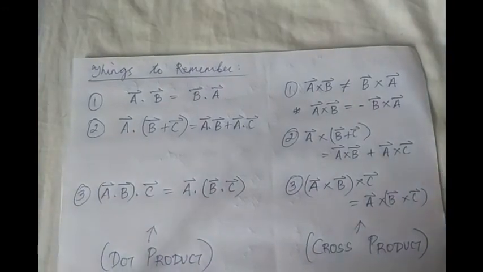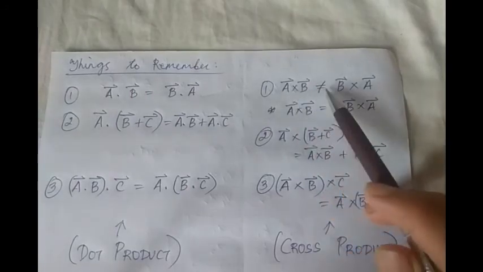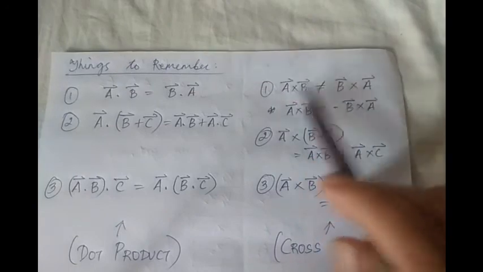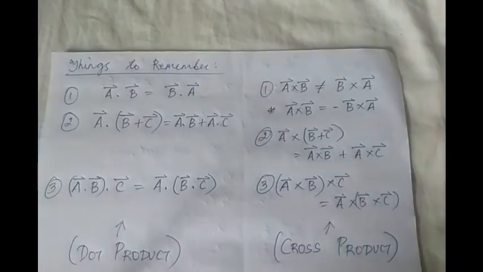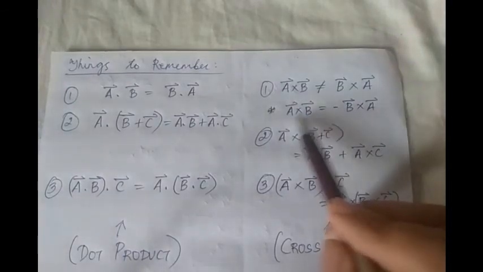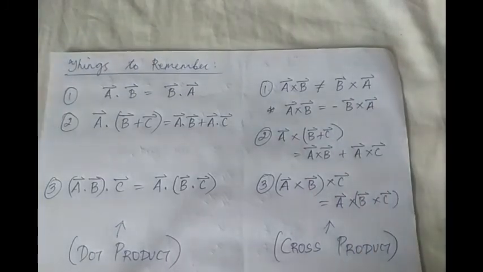Whereas I have shown you earlier in the video itself that A cross B and B cross A are not the same thing. Although they have the same magnitude, they have different directions, opposite directions to be more precise. So therefore A cross B and B cross A are not the same. What is true is this: A cross B is minus of B cross A. So remember, the cross product of two vectors is not commutative in nature.